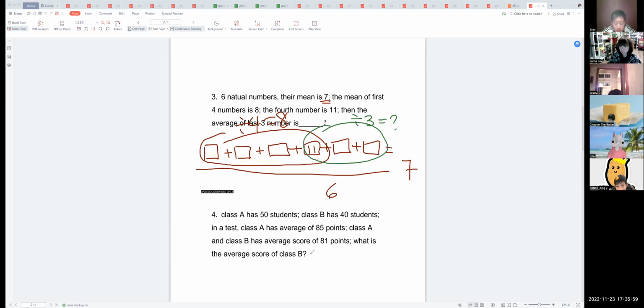Okay, so this question is a little bit harder. Everybody think about it, okay? I want you to think about this one. 6 numbers added together and divided by 6 equals 7. Teacher asks you, what do these 6 numbers add up to? Like if I know 1, 2, 3, 4, 5, 6. 6 numbers plus together and divided by 6 equals 7.